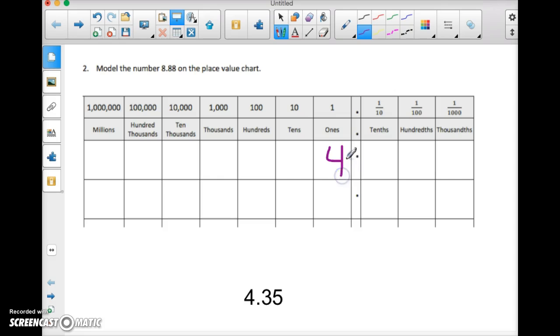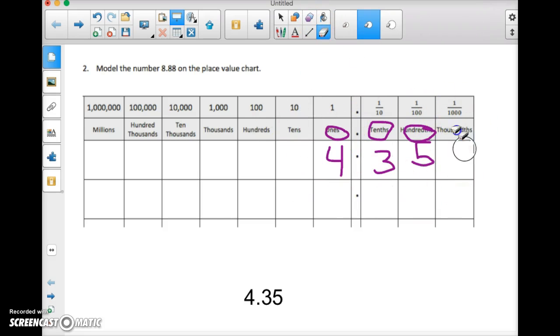4 in the ones place. I would need a number 4, and I would need the heading of ones. I would need a 3 right here, and I would need the heading of the tenths. And I would need a 5 right here, and I would need a heading of the hundredths. Okay, so it gives you an example of what your place value chart needs to look like on your test.